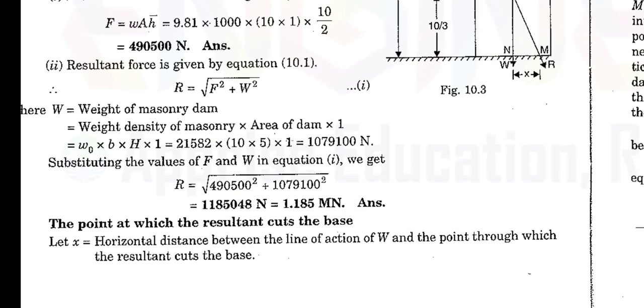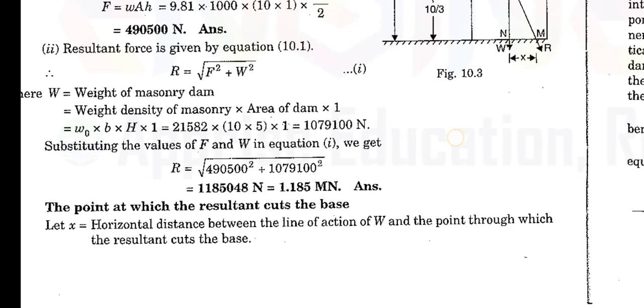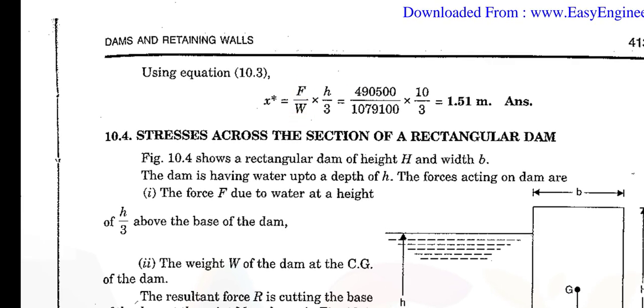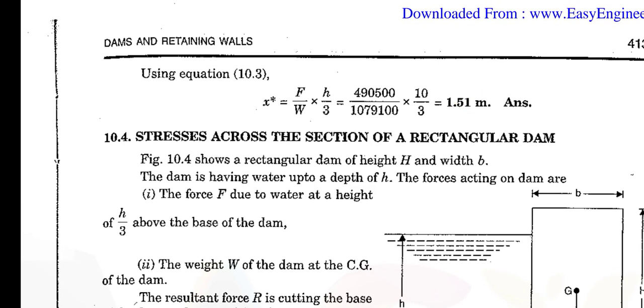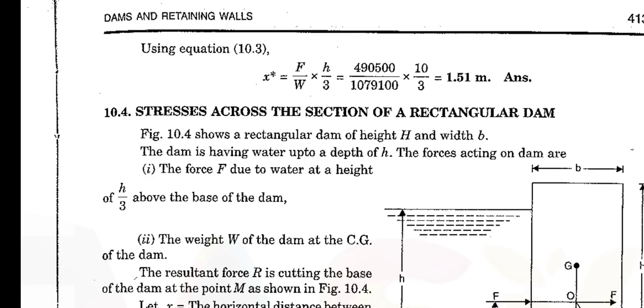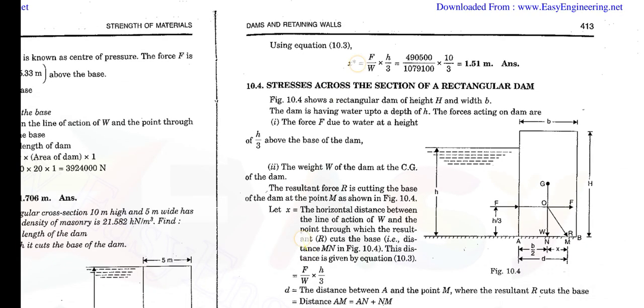Then we have to find out this x distance, that is the resultant cutting at the base. X is nothing but the same formula, F by W into H by 3. So F value is substituted, W is substituted, and find the H by 3. Then total crossing thing is 1.51 meters. So this is for a rectangular dam.